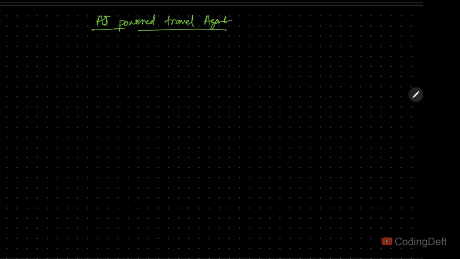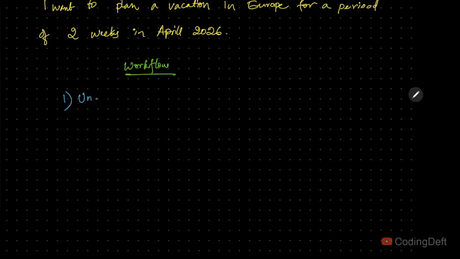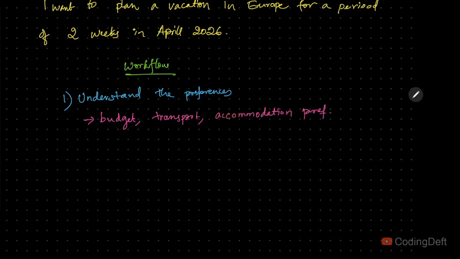So, my input will be I want to plan a vacation in Europe for a period of 2 weeks in April 2026. So, this is how the workflow will look like. First, my agentic AI will understand the user preferences. I'll have preferences like what is the budget, what kind of transport I prefer, as well as accommodation preferences. I may like to stay, let's say, in 3-star and above hotels, or I would like to stay in Airbnb or homestays. So, based on the preference, it needs to plan.